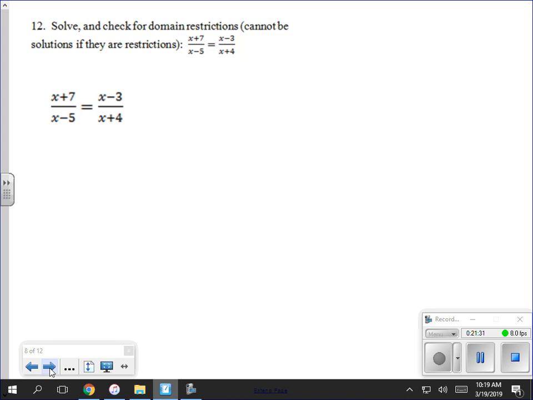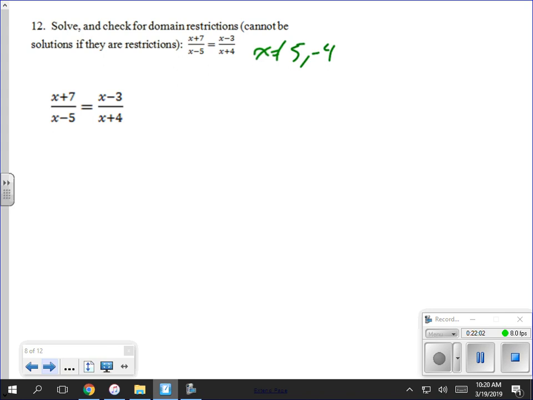Okay. Solve and check for domain restrictions. Restrictions cannot be solutions. In other words, look for extraneous solutions. So solve it. Make sure you have your extraneous solutions. My domain restrictions on this one, I can't have 5. I can't have -4. X can't be 5 or -4. So if I get 5 or -4 as one of my answers, I have to toss that one out.